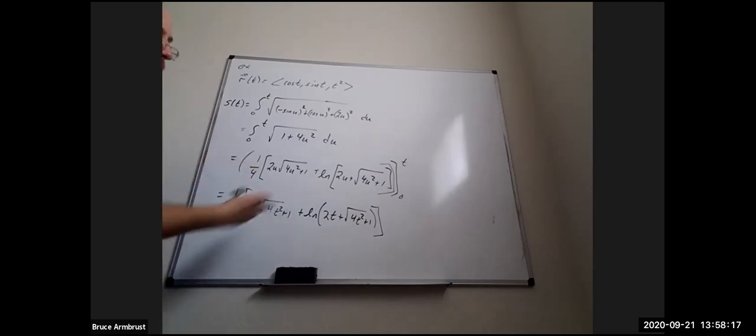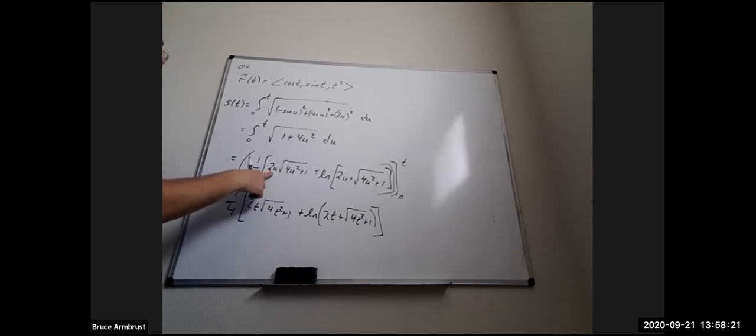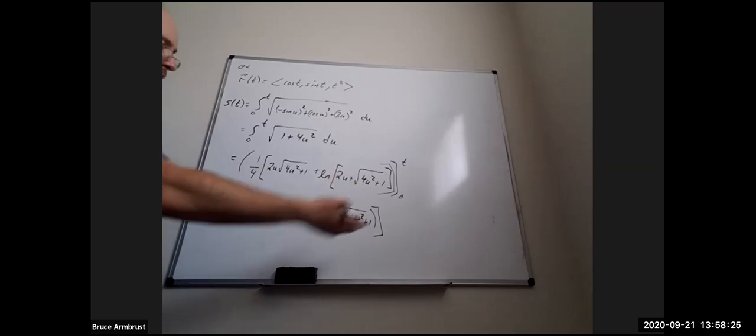And then we would plug in our 0. Well, when u is 0, this thing goes away. This one becomes natural log of 1, which is also 0. So we're actually done. So this is the arc length parameter for this stretched out helix.